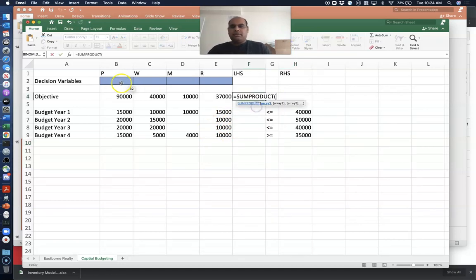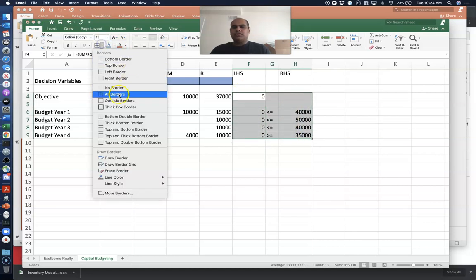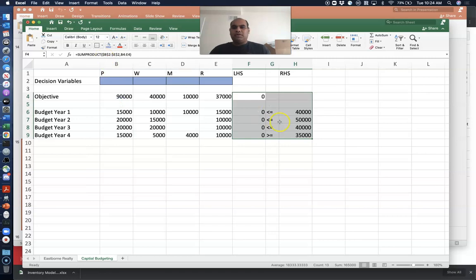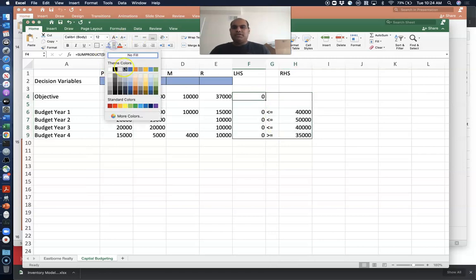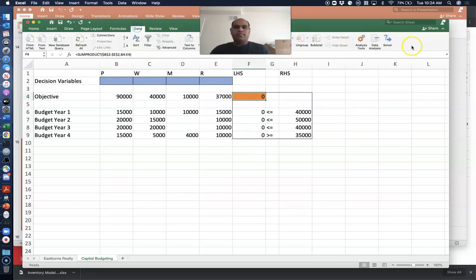Now that the data is in, let's write the decision variables and the objective function. So let's write the sum product function. These are the decision variables. These are the objective coefficients. Copy all of that down. So this is where our final solution is. That's our objective, right? So let's put this into the solver.